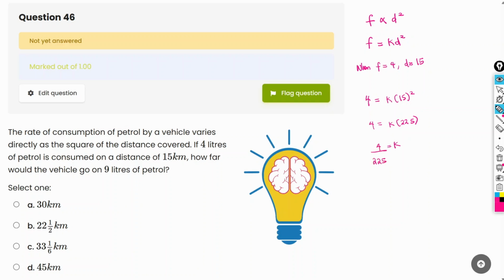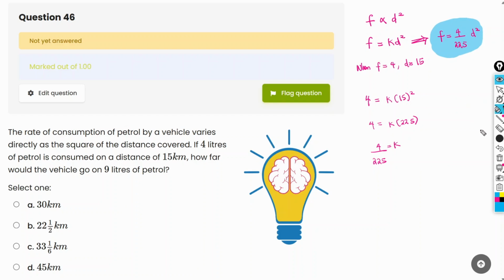Since we have the value for k now, we can set up the standard relationship that F will be equal to 4 over 225 times d squared. This is the most important thing. You must set it up every single time, because now that I have it right, I can use it to solve for anything else I'm being asked for. So set up the relationship by solving for our constant of proportionality and substituting it back in.